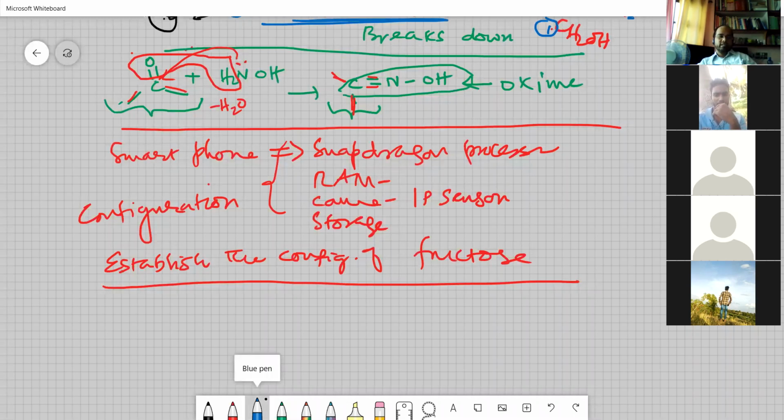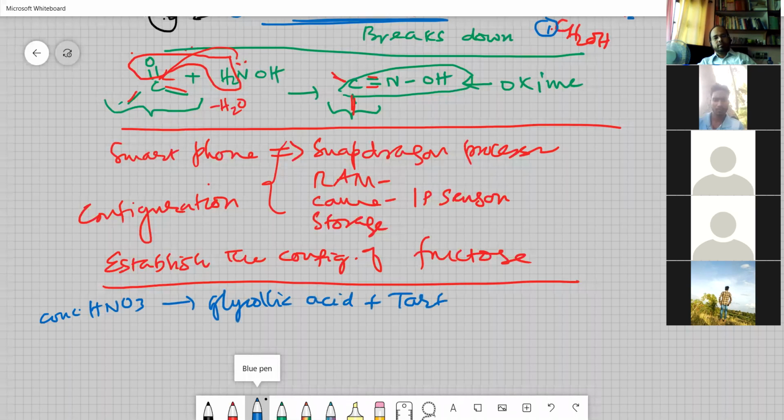Okay. So the first important point that you are going to write for this is the first reaction. What is that? In the presence of nitric acid. Note that if you use concentrated nitric acid, it gives rise to glycolic acid plus tartaric acid. This is the first thing.